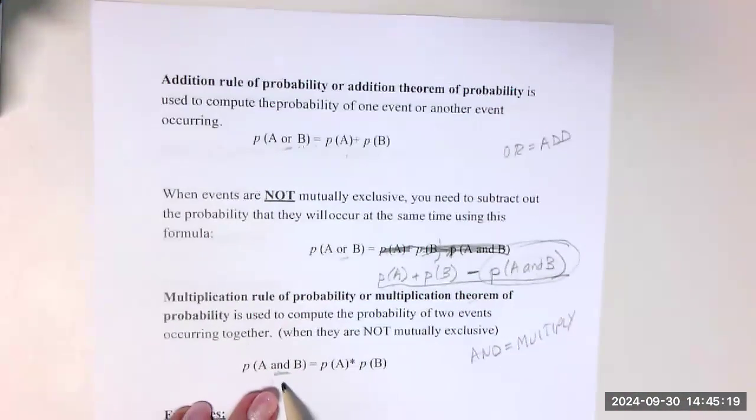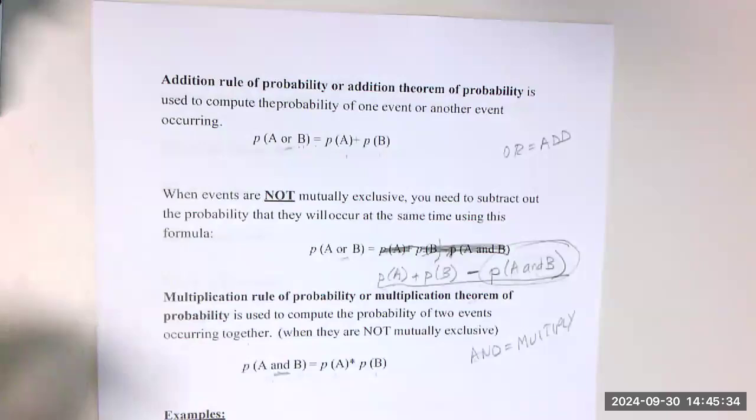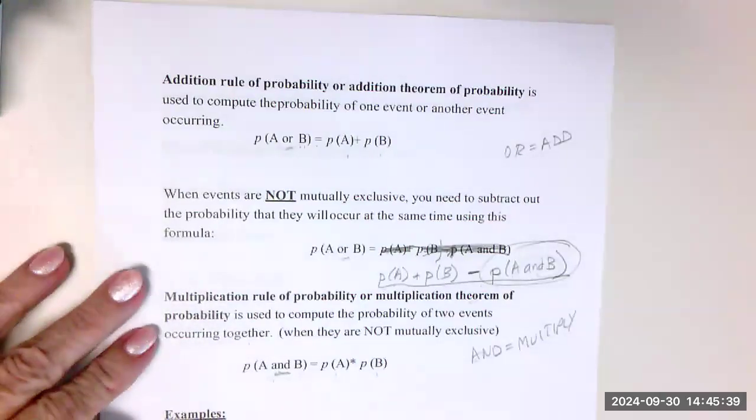Okay, so if you're looking for the probability of A and B, you take the probability of A times the probability of B, and you're done. Okay, so let's look at a few examples because this is very confusing at first and it's kind of hard to explain it without examples. So let's go through the examples.